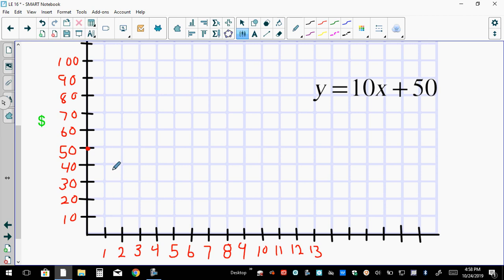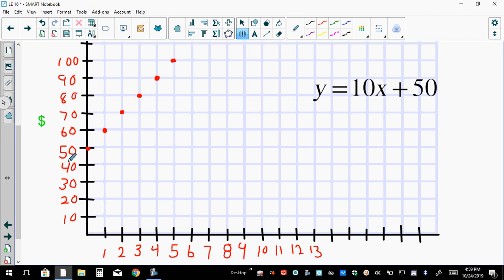After the first month, she puts $10 in, which means that's $60. So you're going up by 10. Second month, she puts in another 10, which is 70. The third month, she puts in another 10, which is 80. The fourth month, she puts in another 10, which is 90. And the fifth month, she puts in another 10.